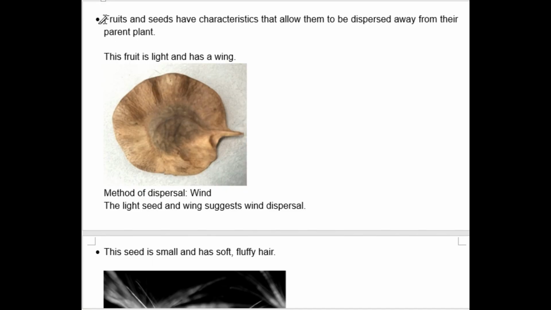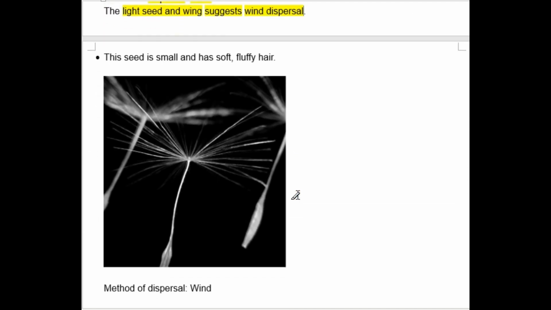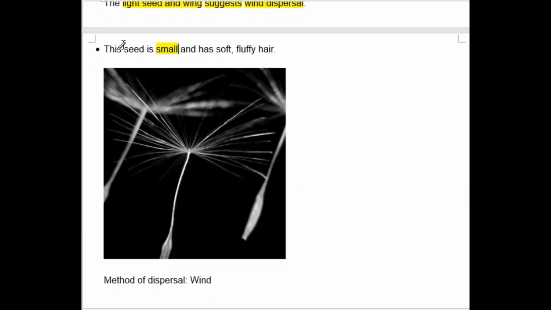Fruits and seeds have characteristics that allow them to be dispersed away from their parent plant. This fruit is light and has a wing. Method of dispersal: wind. The light seed and wing suggests wind dispersal. This seed is small and has soft, fluffy hair. Method of dispersal: wind.